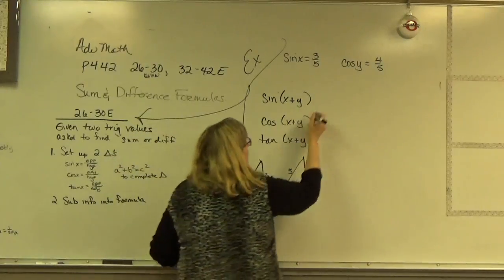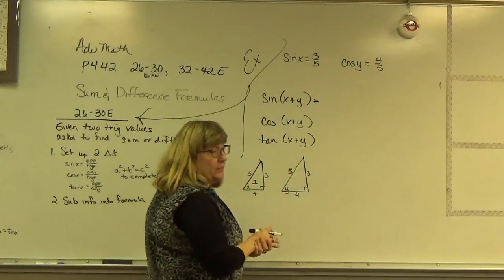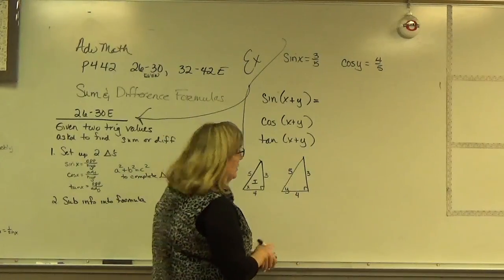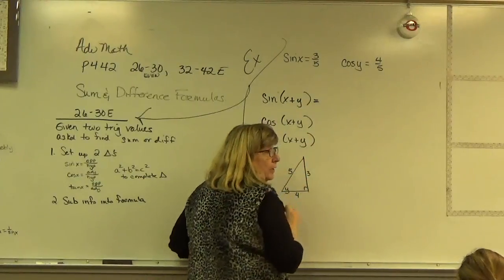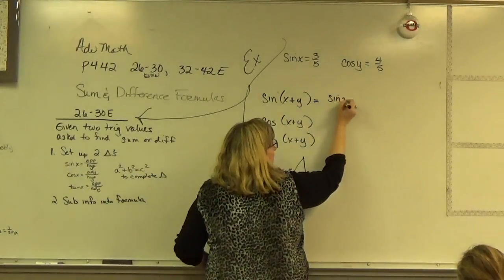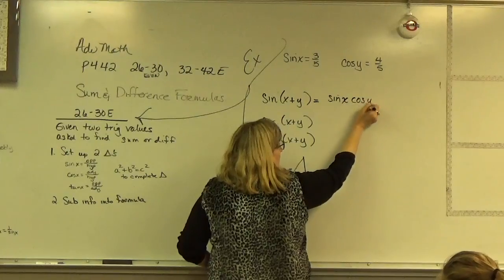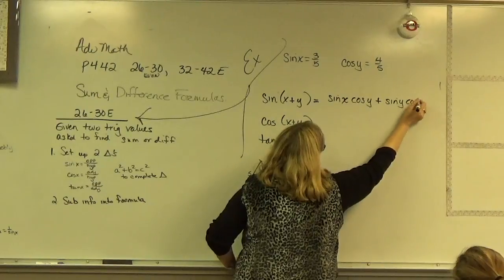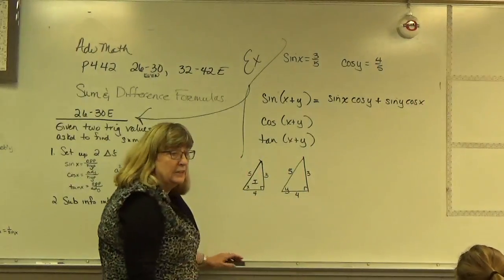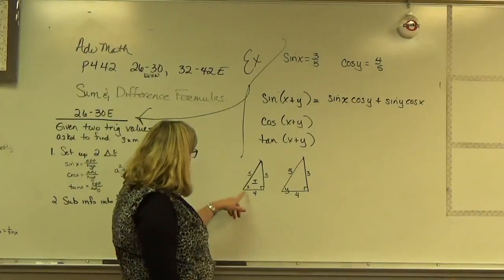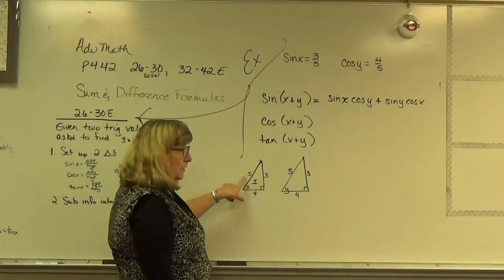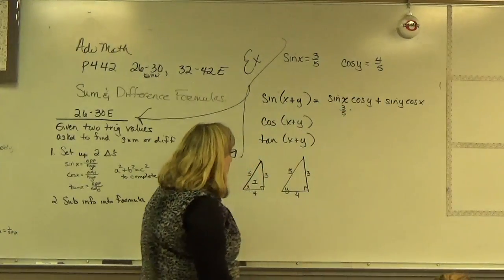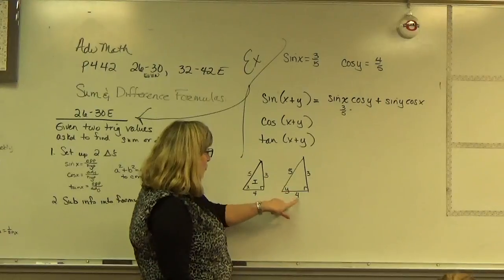Now, what's the formula for sine of x plus y? This is where you get to write down the formula because I do want to see it. And then you're going to sub your information in. So what's the formula for sine of x plus y? Sine of the first, cosine of the second, plus sine of the second, cosine of the first. Now you look at your triangles to get the answer. What's the sine of x? It was 3/5, right? What's the cosine of y? 4/5.